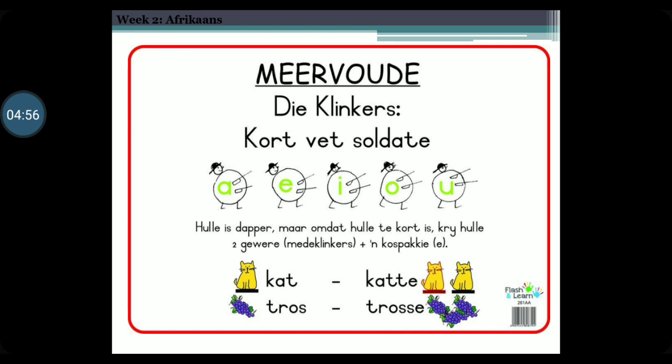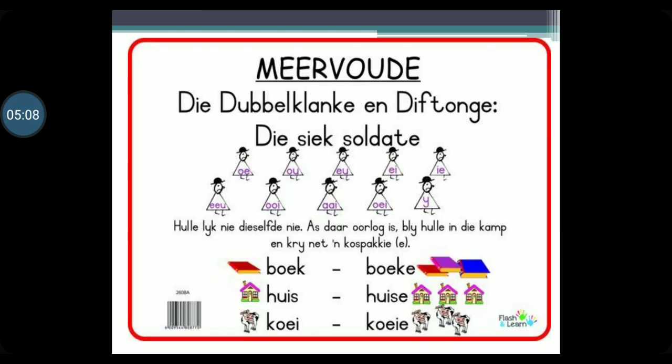So for example, kat changes to katte, tros, trosse. Okay, that's when the vowel in the middle of the word is short. Then the next one is when the vowels are longer. Okay, so it's double vowels or it's longer. So what happens there is we just add an E at the end of the word. So for example, boek, boeke, huis, huise, koei, koeie.